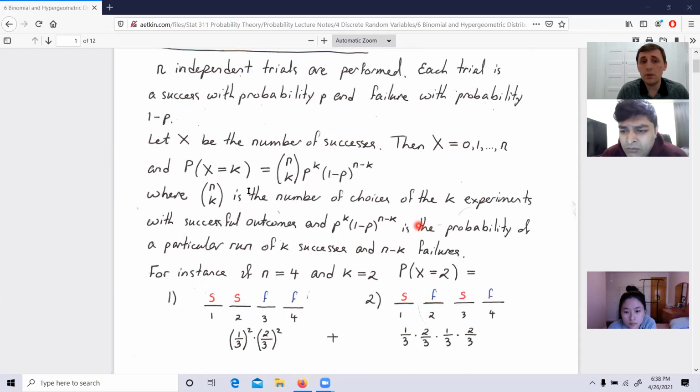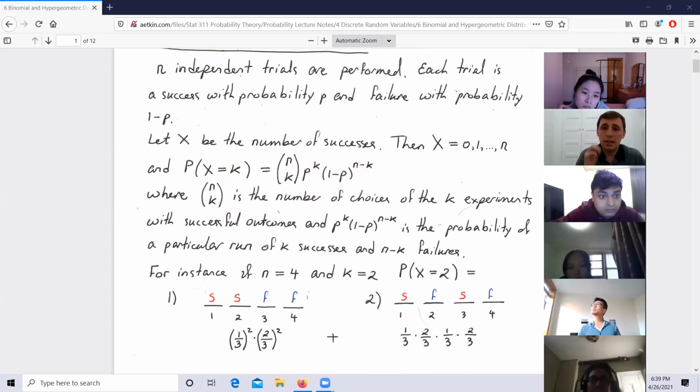And then we will know, of course, that the probability that I have k successes is n choose k times p to the k times 1 minus p to the power of n minus k. Do you see where the n choose k comes from? The n choose k represents which particular trials produce success, right?